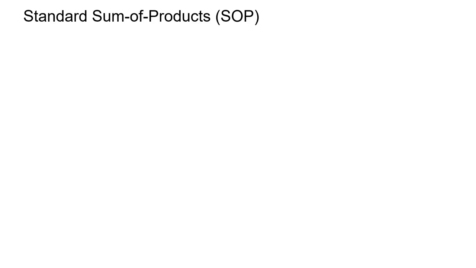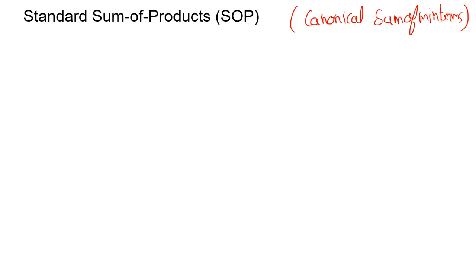Then there is the standard sum of products that we need to understand. Previously we have seen canonical sum of minterms. Let me write it: canonical sum of minterms. Now here I am saying standard sum of products. So let us understand what the difference between these two is. Let me take one example.